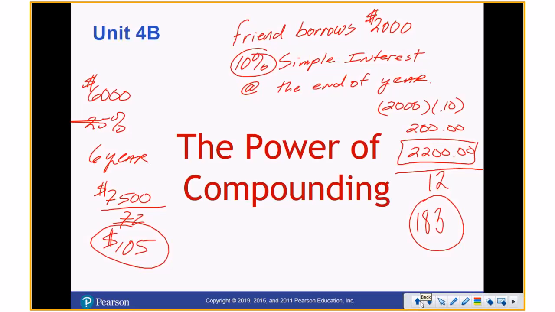So they pay you 183, and at the end of 12 months, they don't owe you anything. Everybody see what I'm saying? Or at the end of the 12 months, they give you $2,200. So you can do it however you want to. Now that's simple interest. Make sure you know how to do simple interest, because that is a question on the test. Maybe one or two questions.